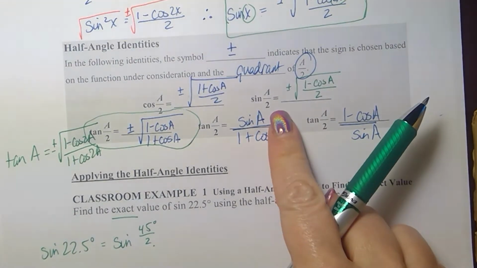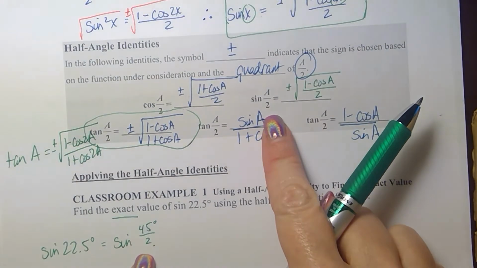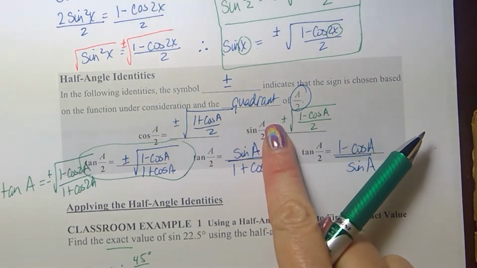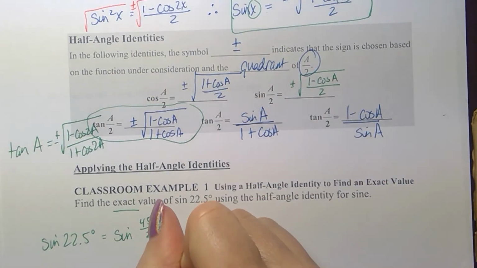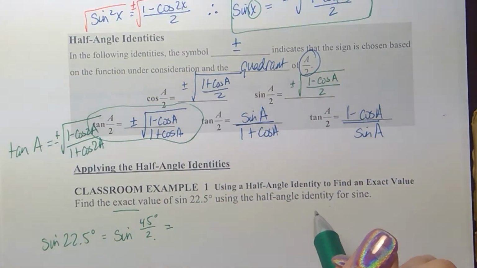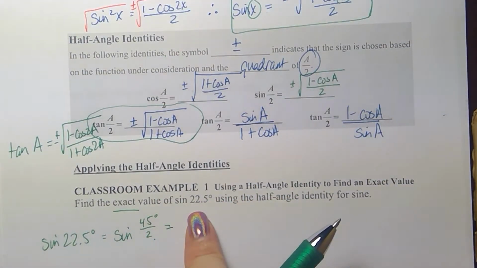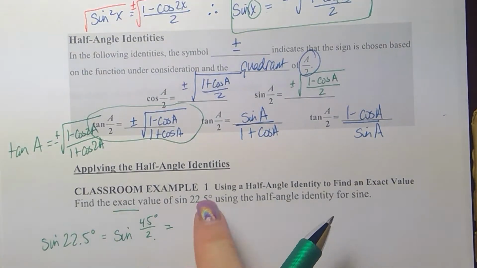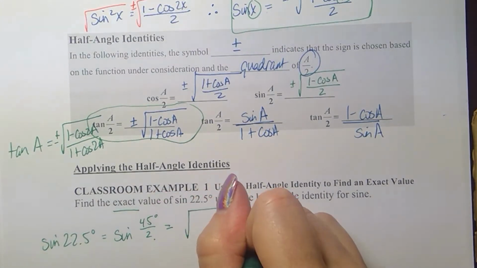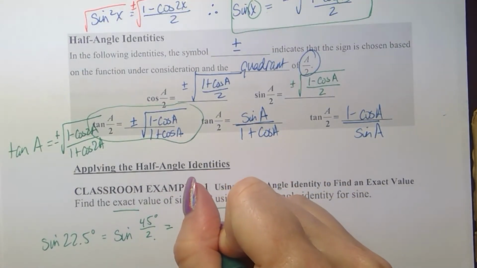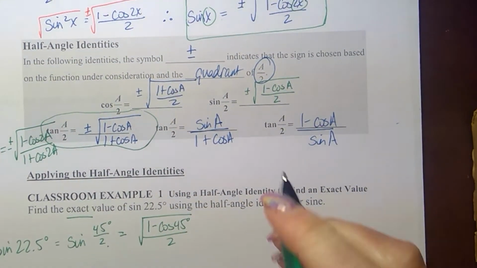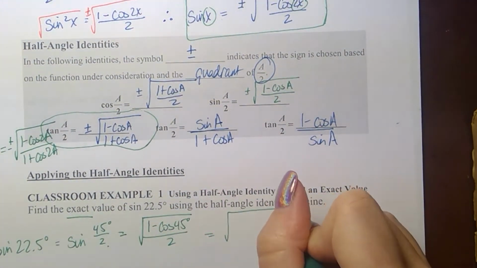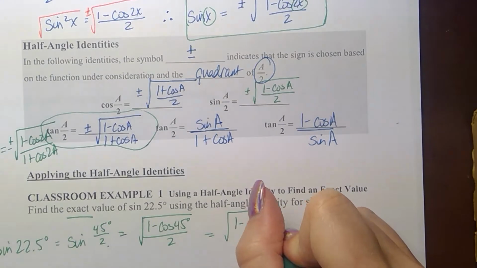If I look at my sine half angle identity, I have it structured this way so that A in this case is 45 degrees. So I'm going to use the sine half angle identity and fill in. The half angle is in quadrant 1. 22.5 degrees is in quadrant 1, and sine is positive in quadrant 1. So I don't have to do plus or minus. I know it's going to be positive because I know where my half angle resides. And I know from my unit circle exactly what the cosine of 45 degrees is.